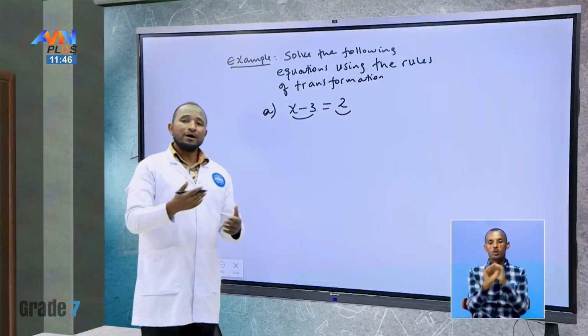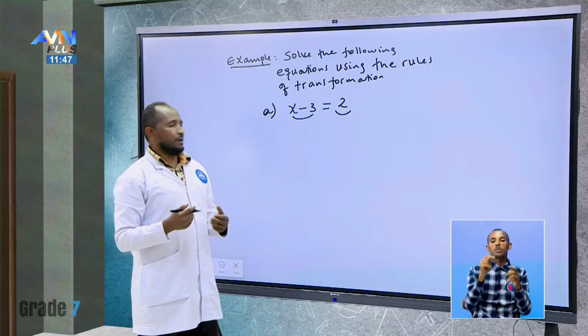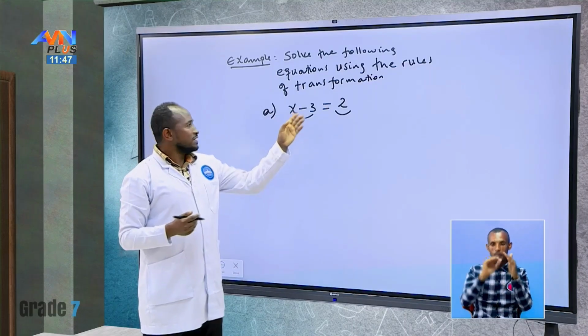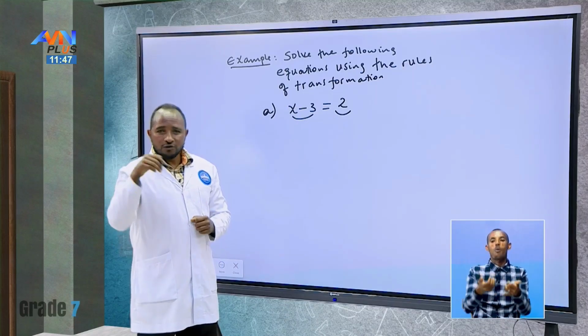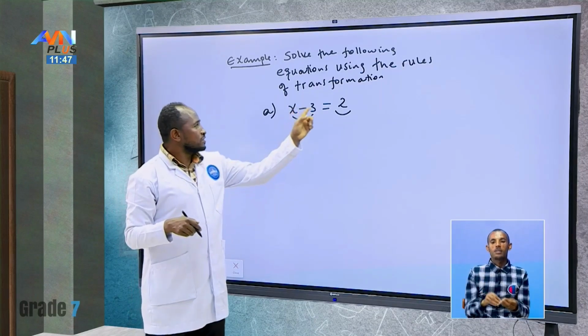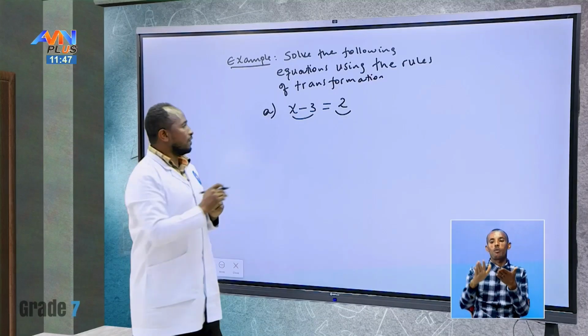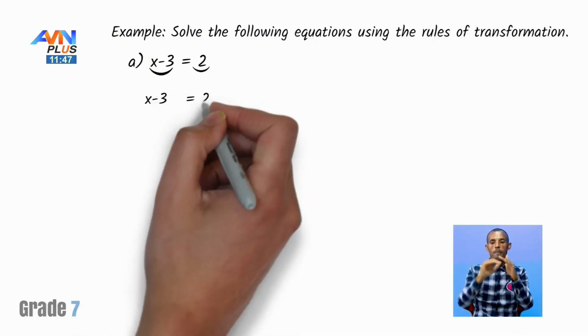Solving means separating the variable x from the numbers. So how do we separate? To separate x from minus 3, we have to remove this minus 3. How? If you add the opposite, minus 3 will be removed. Therefore, solve this, x minus 3 is equal to 2.